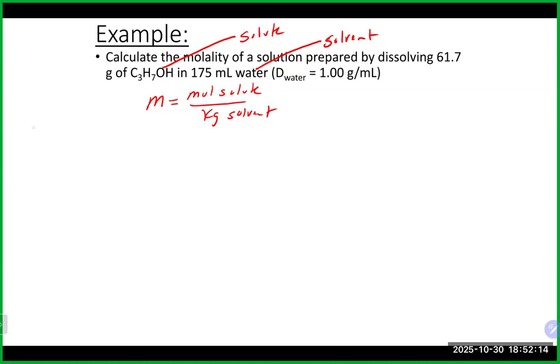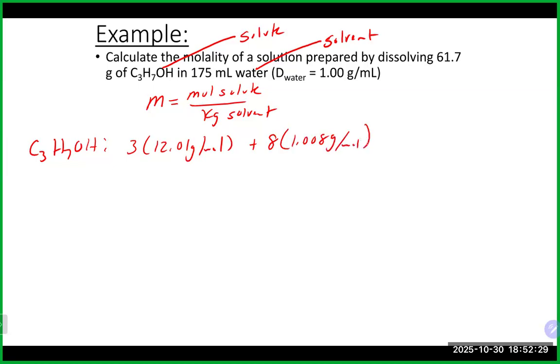So that is C3H7OH. So that is 3 times 12.01 for the molar mass of carbon. There are actually 8 total hydrogens there, 1.008 each, and 1 oxygen at 16 grams per mole.